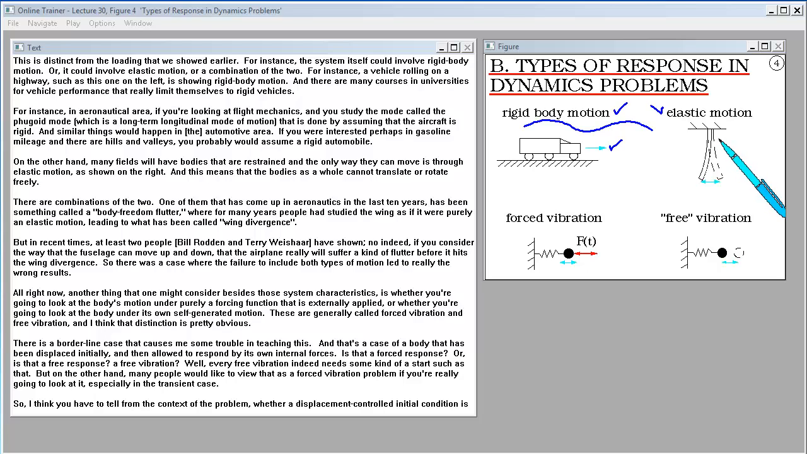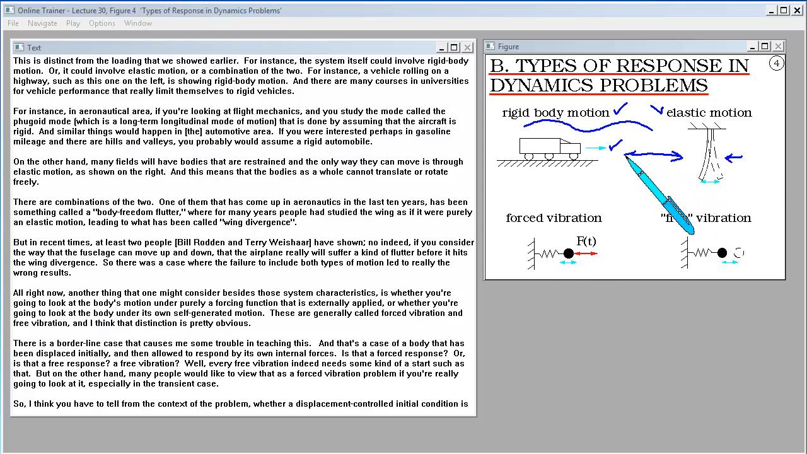On the other hand, many fields will have bodies that are restrained, and the only way they can move is through elastic motion, as shown on the right. And this means that the body as a whole cannot translate or rotate freely. There are combinations of the two.